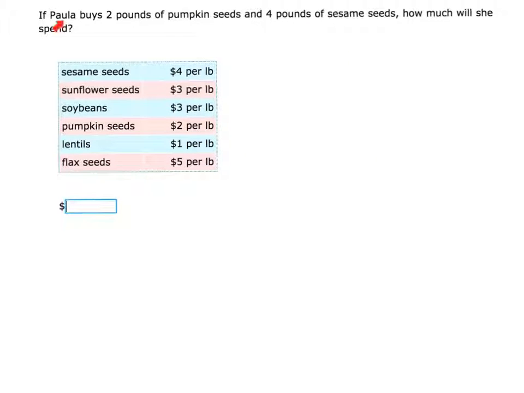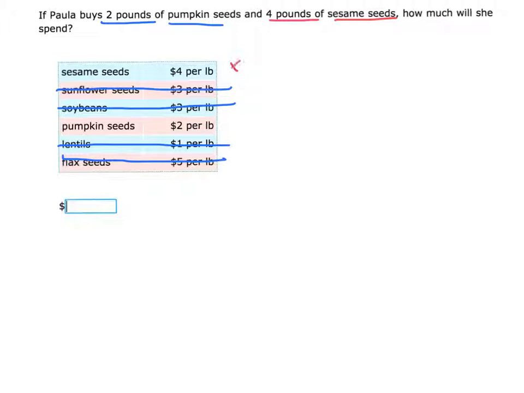Last one. If Paula buys 2 pounds of pumpkin seeds and 4 pounds of sesame seeds, how much will she spend? Well, they're giving us a whole lot of information besides just the pumpkin seeds and the sesame seeds, so we can tell, but we don't really need anything except that, so let's just cross off the stuff we don't care about. All right, so all we need are pumpkin seeds, 2 pounds of those, and then 4 pounds of sesame seeds. So sesame seeds, that cost times 4. Pumpkin seeds, that cost times 2.